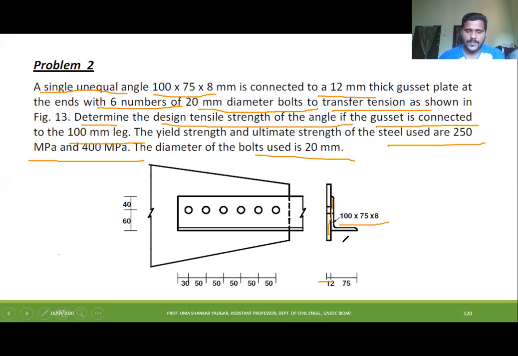Now here, I need to calculate the tensile strength of the angle section. In the previous class, we calculated the tensile strength for the plates, but here we need to calculate it for the angle sections. This is the diagram he has given. The pitch is 50 mm, and the edge and end distance is 30 mm. The CG is at a distance of 60. This is the diagram given in the question.